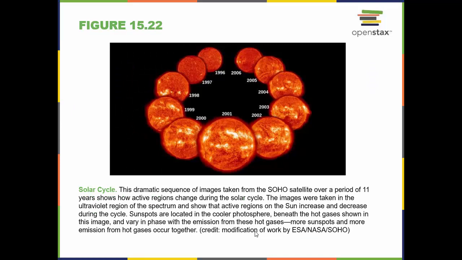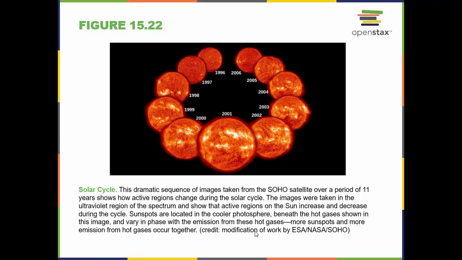If we look at the solar cycle, what we see is that the number of sunspots has a period of about 11 years. So every 11 years, it reaches a maximum and then goes to a minimum and then repeats. So this is an average. The period can be as short as 9 years and can be as long as 14 years from what we observed.